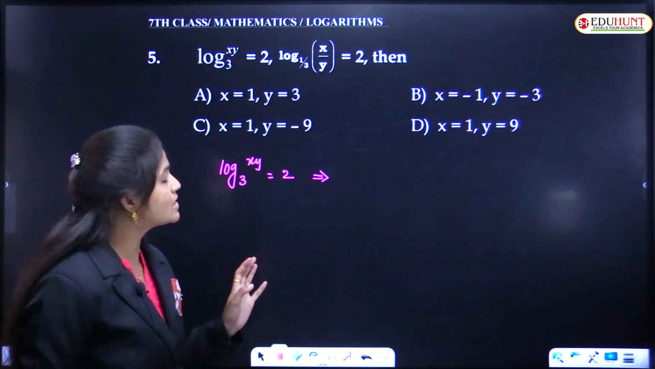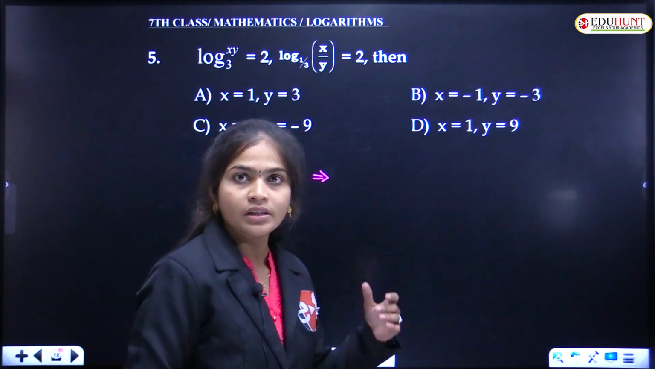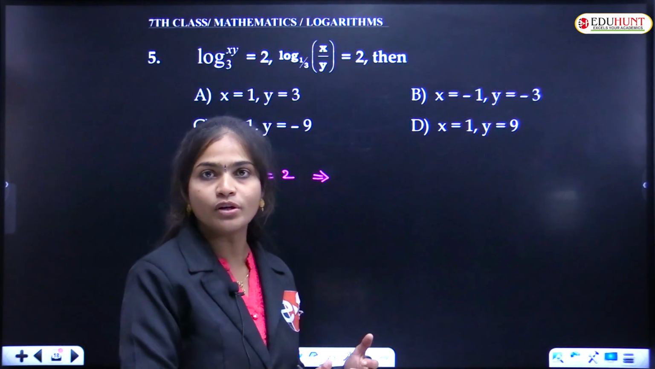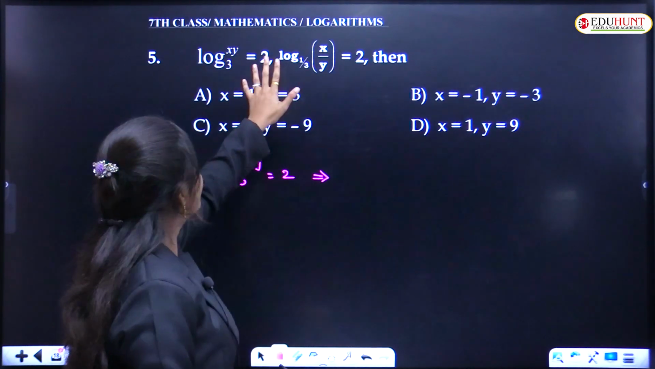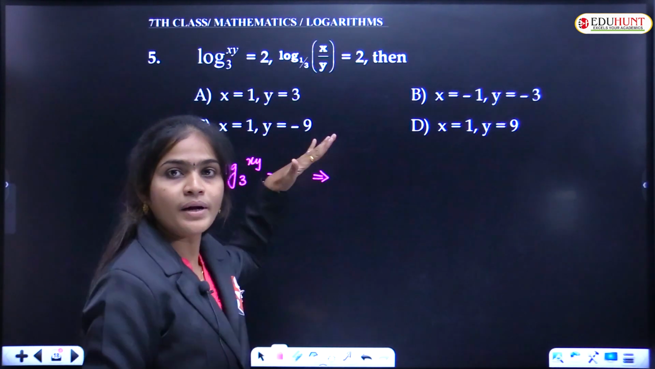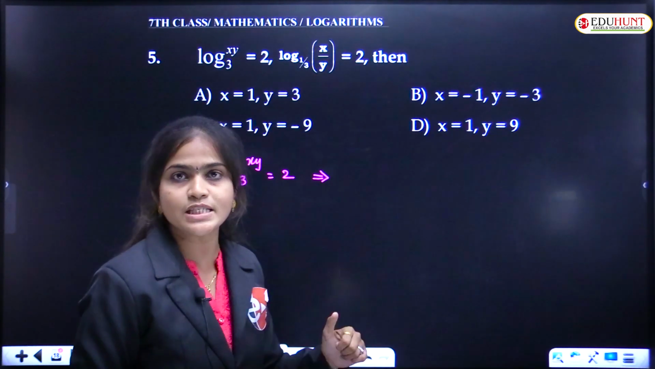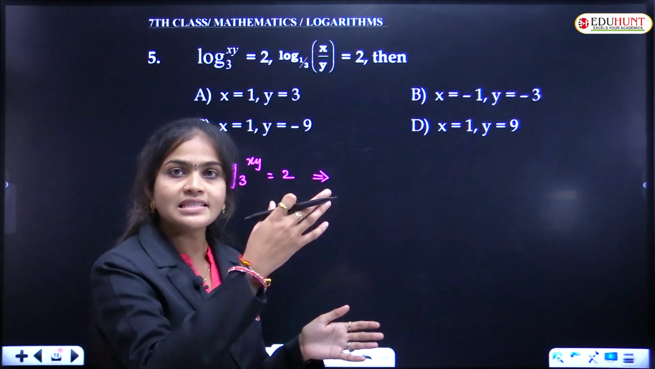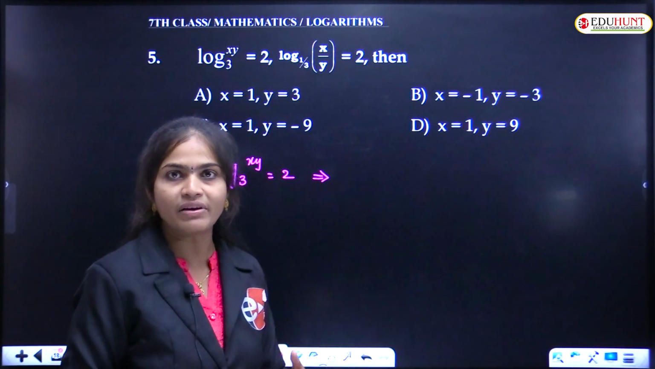Because, madam, we should always know how to convert logarithmic form into exponential form, or exponential form into logarithmic form. Just keep one thing in your mind: the given question is in logarithmic form, but the options are asking for x value and y value. So when will we get the x value and y value? If you change the logarithmic form into exponential form, then only we can find the single variable values.